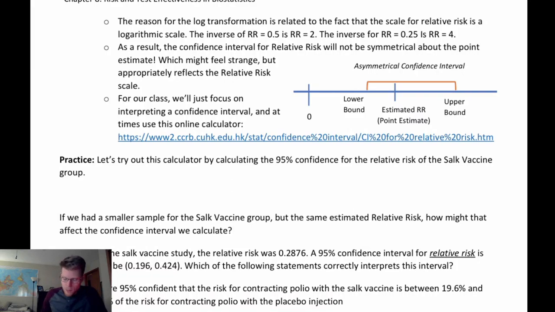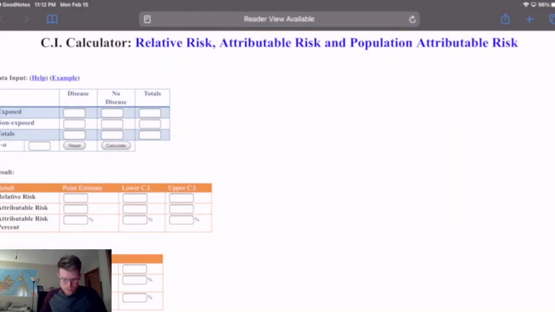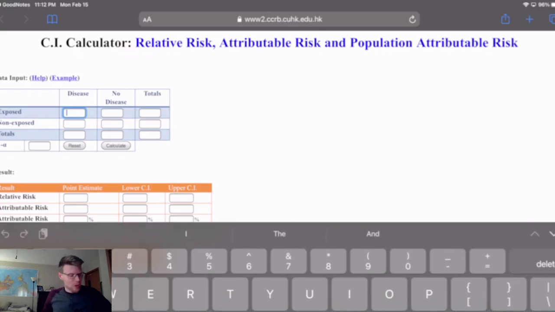So I'm going to open up this calculator here, and I'm going to plug in our information. And so I'm just going to go back to the Salk vaccine study here, and we're going to calculate the relative risk and then the interval bounds.